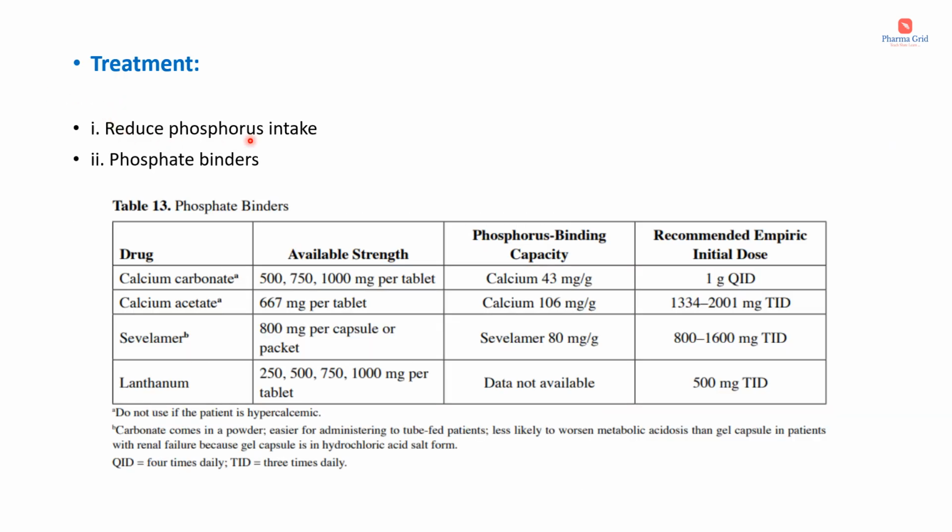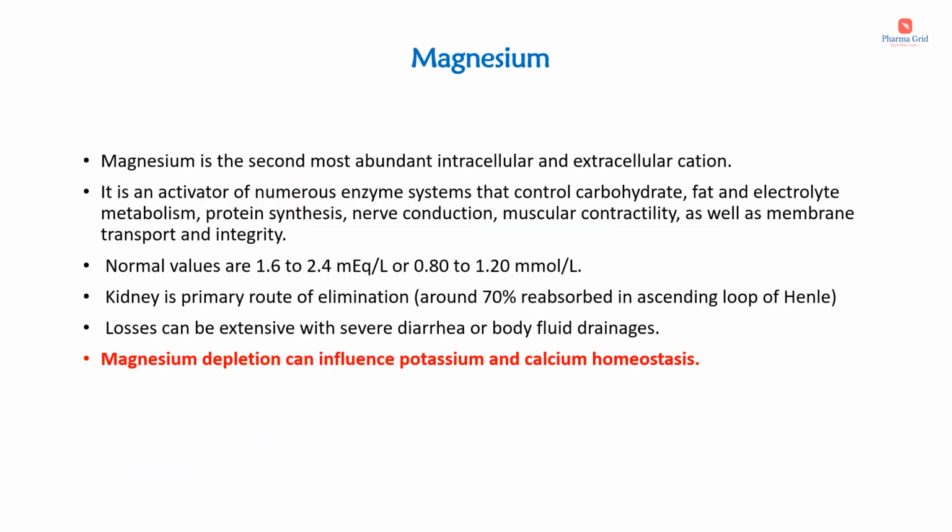So the first one is reduce the phosphorus intake. Next is the phosphate binders. And here you can see the examples for phosphate binders, which include calcium carbonate, calcium acetate, sevelamer, lanthanum, and their available strength, phosphorus binding capacity, and the recommended empiric initial dose.